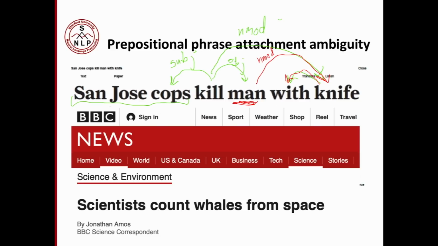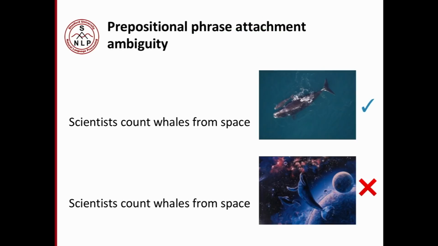Here's another one that's just like that one. Scientists count whales from space. Again, this sentence has two possible structures. The scientists are the subject that are counting, and the whales are the object. One possibility is that this is how they're doing the counting, so they're counting the whales from space using something like a satellite.